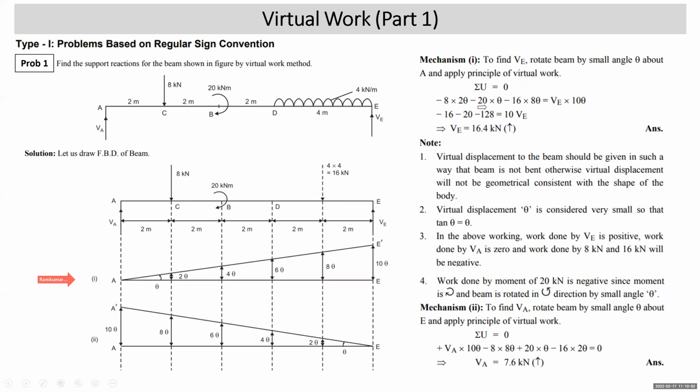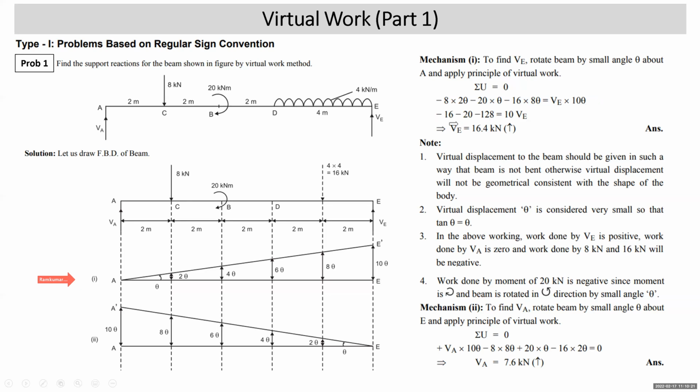Minus 8 into 2 theta, minus 20 into theta, where 20 into theta is the work done by the moment, minus 16 into 8 theta. And plus V into 10 theta. Here there is a small correction, students. It is not just equal to; a plus sign has to be there, equal to 0. So one plus sign and equal to 0.